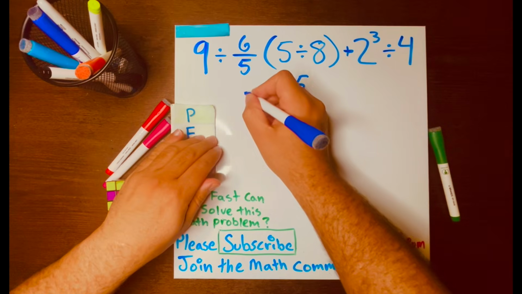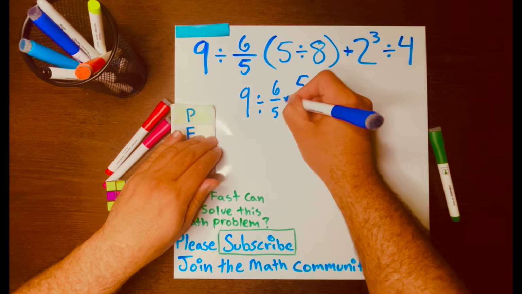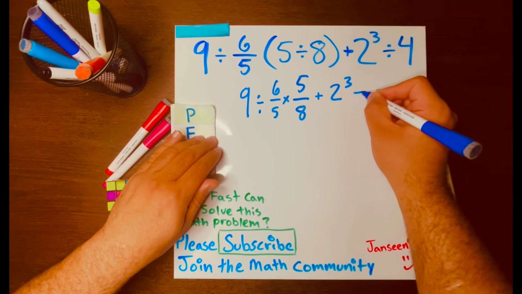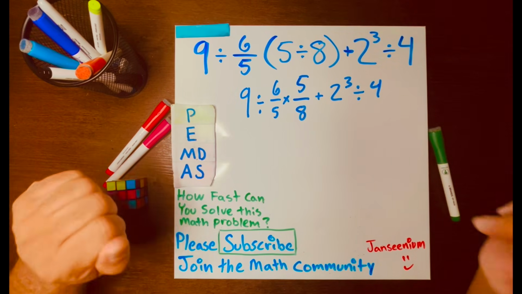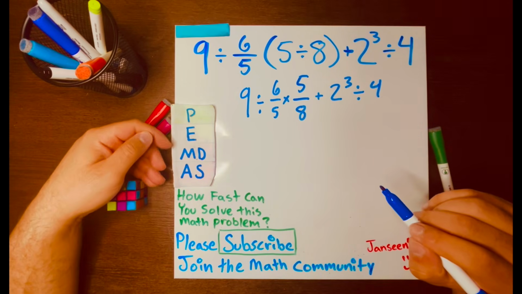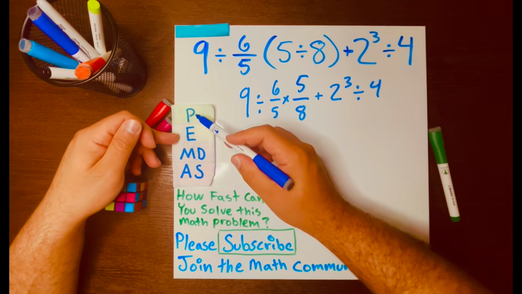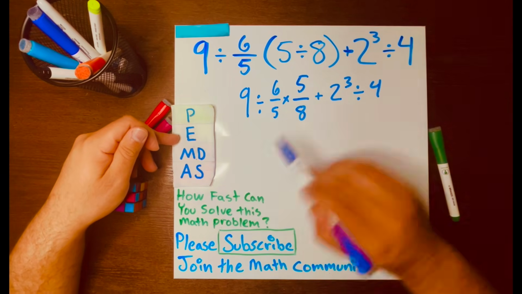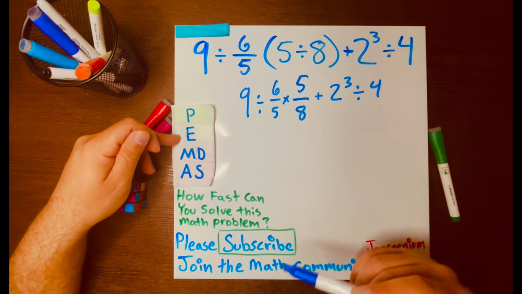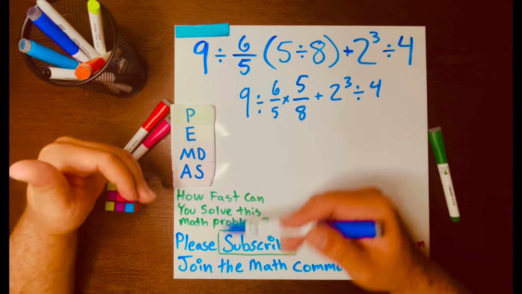Next, I write 9 divided by 6 over 5 times, I keep 5 over 8 plus 2 to the third divided by 4. Next, the exponent goes first. Notice that that's the E in PEMDAS. P is parentheses, so it's E for exponents. And then everything else will be multiplication, division, addition, maybe subtraction. But parentheses is the highest level and AS the lowest level.